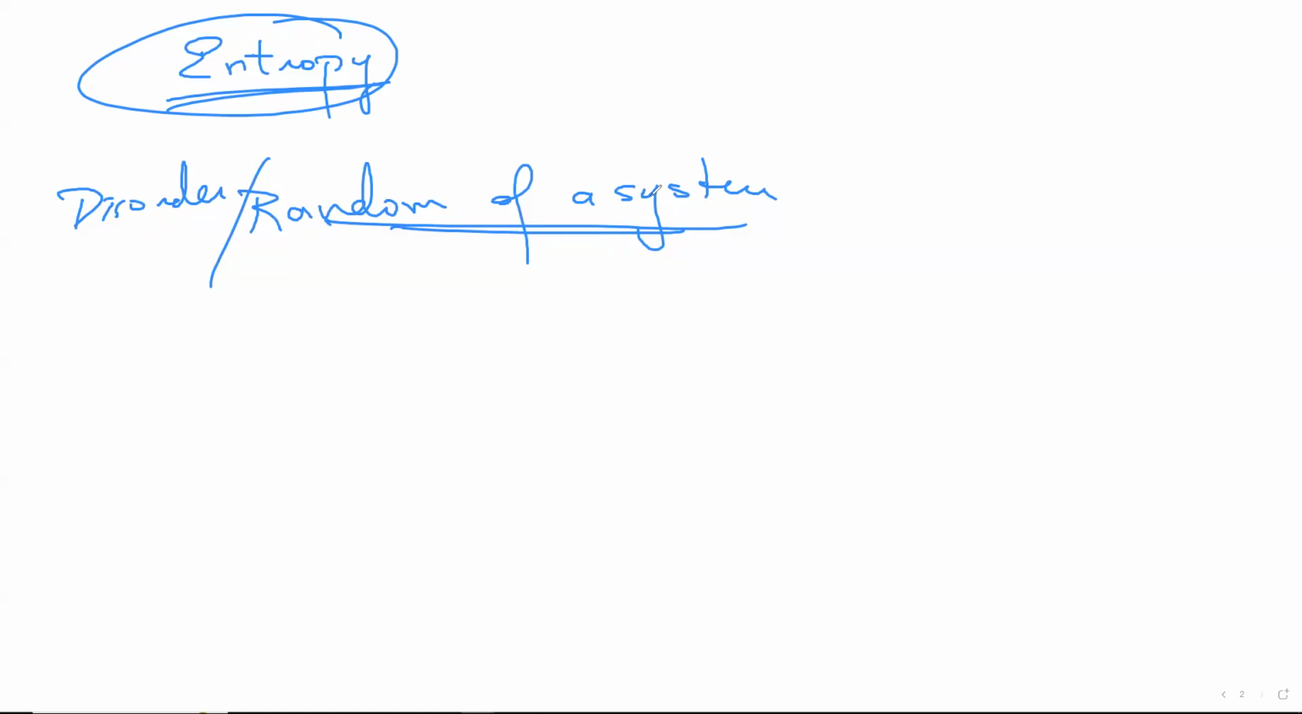If you are more random, meaning what? You are disordered. You are not in order. Not following a proper order, which means you are following a disorder. Wherever there is disorder, all those concepts are called entropy.